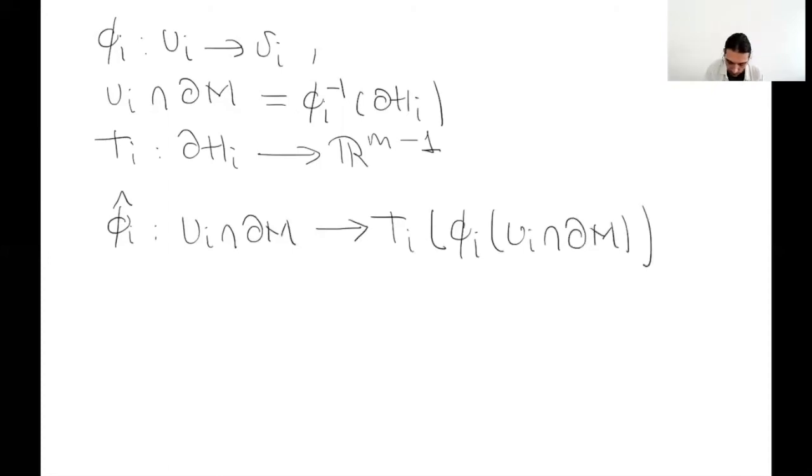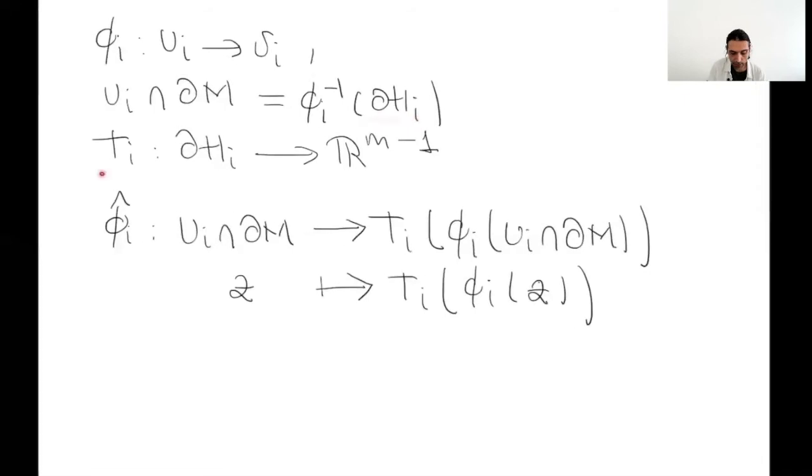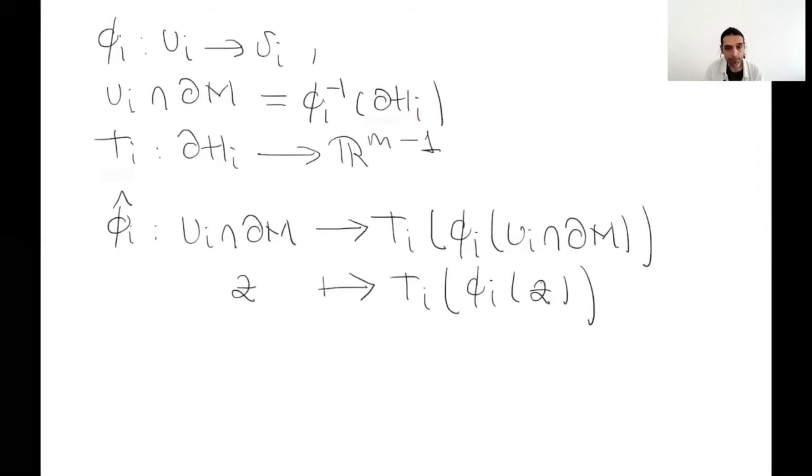And what we do is we send a point x to T_i applied to phi_i applied to x, right? That's going to work very, very well because indeed the points that are in the boundary are the points that are sent to the boundary of H_i, and then we can apply T_i. And this set over here is an open subset of R^(m-1).